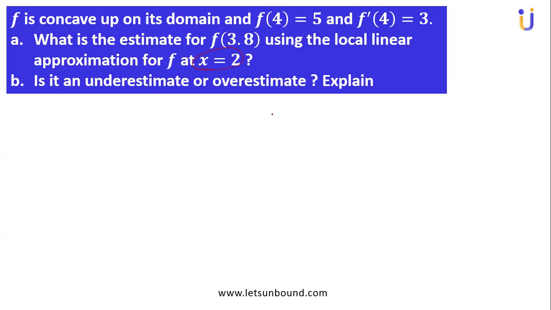Very simple. You first find a tangent line. Because it's my curve, you find a tangent line at x equals 2. Okay, x equals 4, actually it is. At x equals 4 you have the information to find the tangent line. Then at 3.8, what is my function value? Very simple. Just plug in 3.8 in this particular tangent line, right?